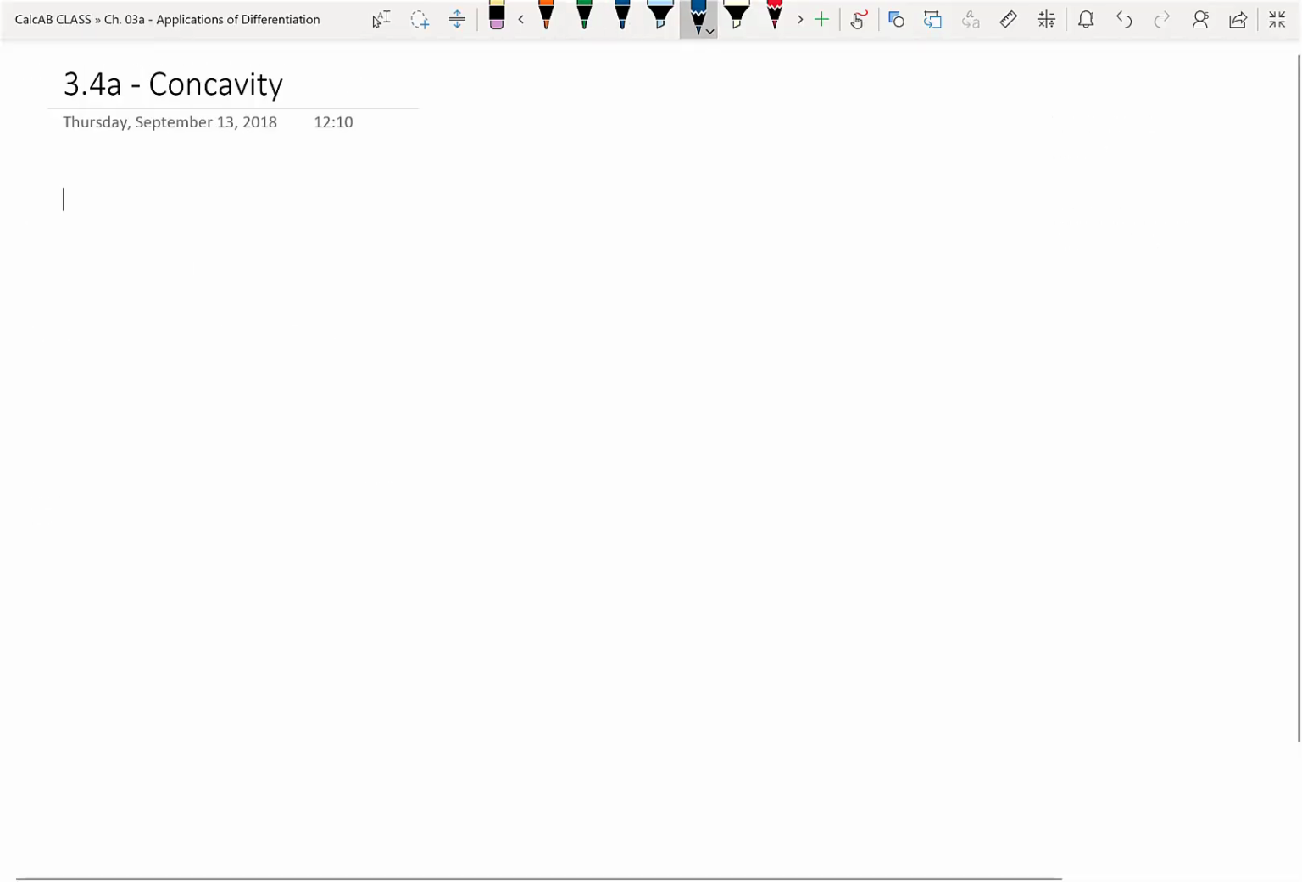So we're going to talk about concavity, a very important concept in calculus, and this ties into something else that we're going to deal with about the second derivative test. So just to review, the first derivative test is kind of a general term. So we have the first derivative test for extrema, which is kind of a better name for it.